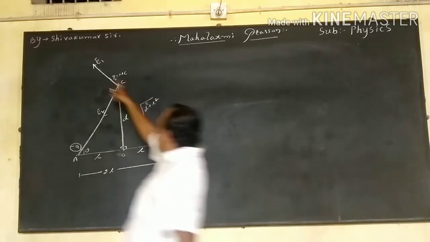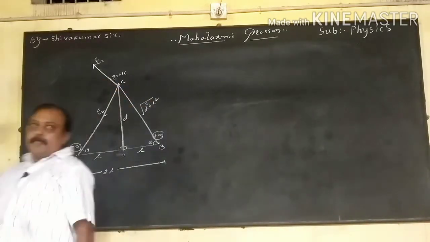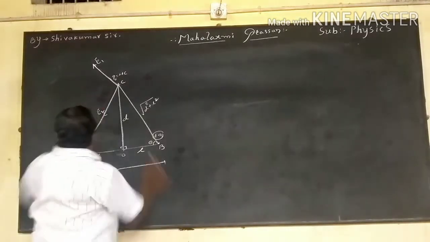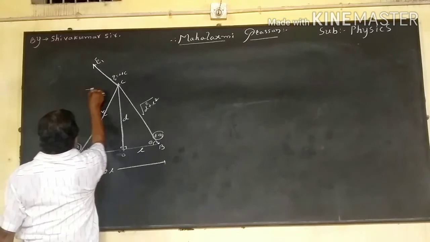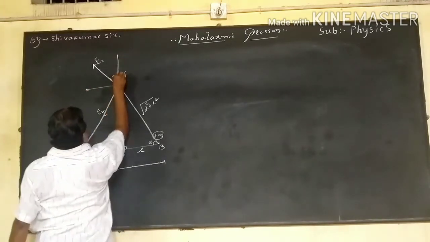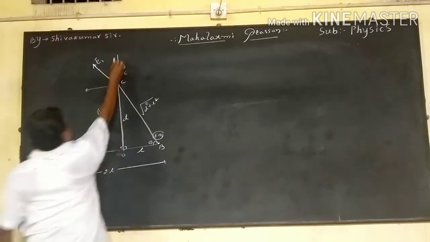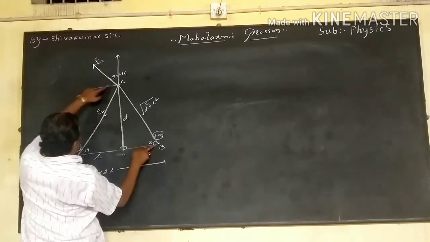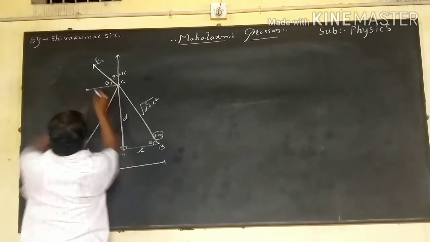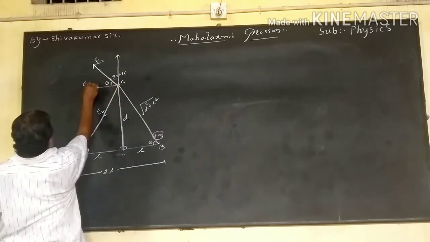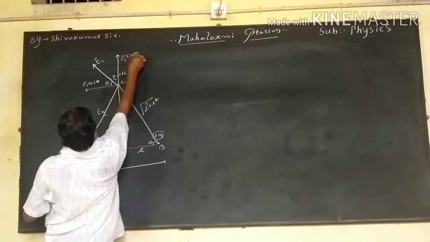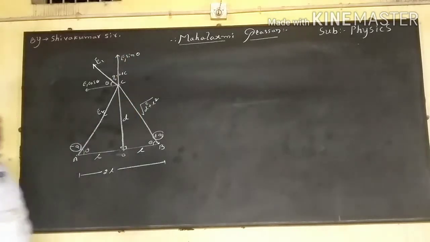I resolve E1 and E2 into two components according to the resolution of vectors. E1 is resolved into two components, one horizontal component and another vertical component. Now this is theta, corresponding angles are equal, this is also theta. So along the direction of theta, this is E1 cos theta, and this is E1 sin theta. Is it clear? According to the resolution of the vector.